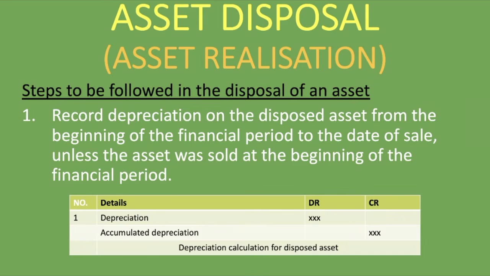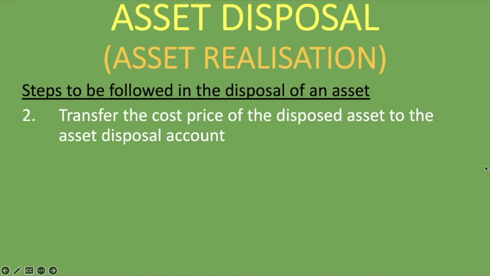Okay, so now you know what you need to do for the first one. So you calculate depreciation from the beginning of the period until the date of sale, and then you do this journal entry: depreciation debit, accumulated depreciation credit, and you put that particular depreciation amount there. Okay, what is the second step? Well, you transfer the cost price of the disposed asset to the asset disposal account. This is the easiest journal entry that you can do.